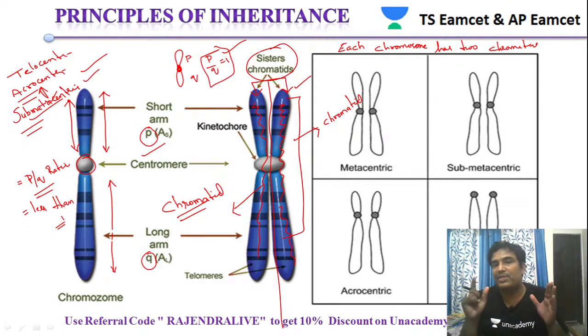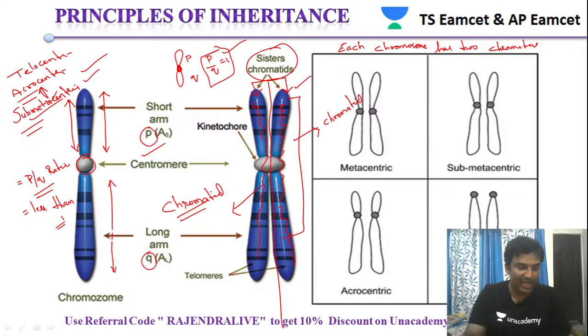So the P by Q ratio is 1 in the case of metacentric chromosome, whereas in other shapes of chromosomes like submetacentric, acrocentric, telocentric, the P by Q ratio will be less than 1. Every chromosome has 2 chromatids, and these 2 chromatids are called sister chromatids.